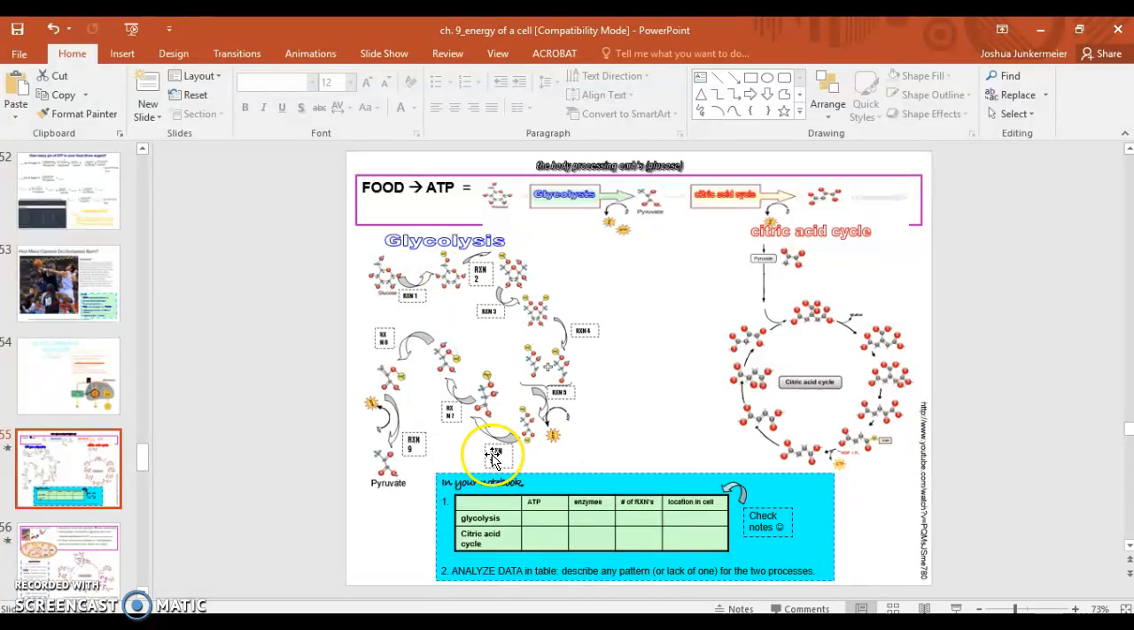So count the arrows. You know how many reactions happen in glycolysis. Same for citric acid cycle. And put that number here. Where does it happen in the cell? You have to check your notes. In an earlier slide, we said where glycolysis happens and where the citric acid cycle happens. Some happen in the mitochondria, some don't.